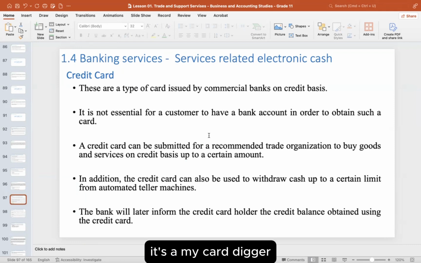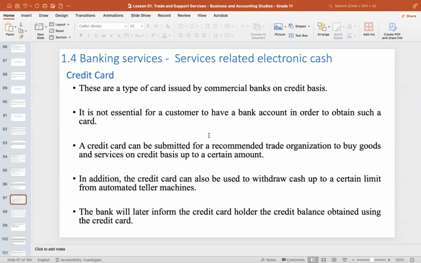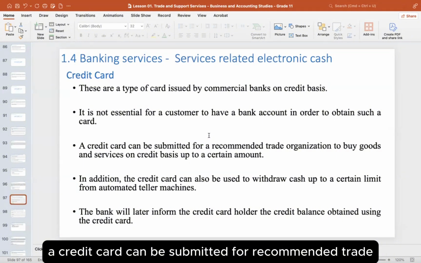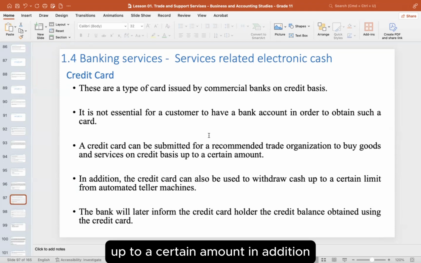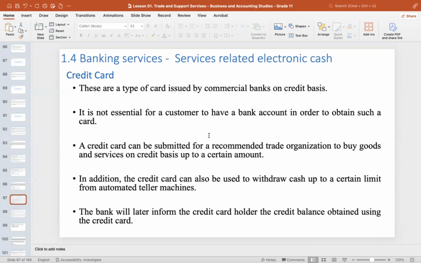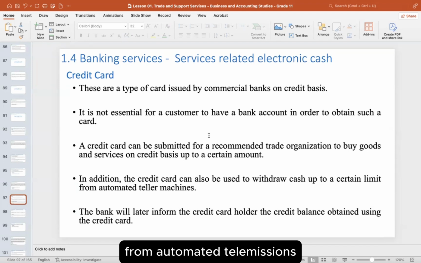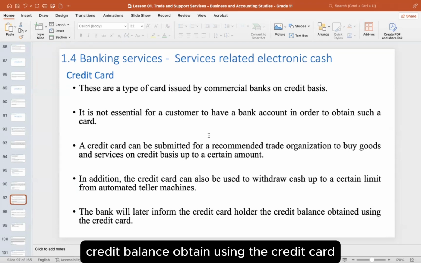It is not essential for a customer to have a bank account in order to obtain such a card. A credit card can be presented to a recommended trade organization to buy goods and services on a credit basis up to a certain amount. In addition, a credit card can also be used to withdraw cash up to a certain limit from automated teller machines. Banks will later inform the credit card holder of the credit balance obtained using the credit card.